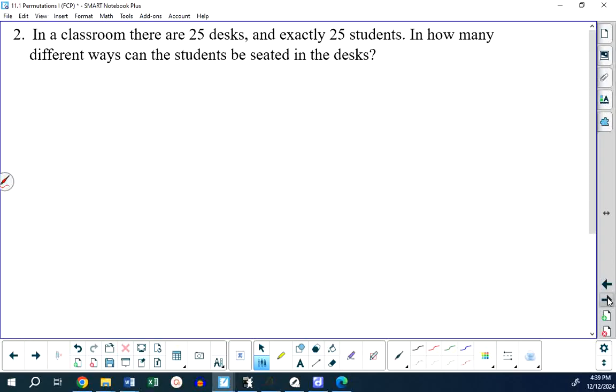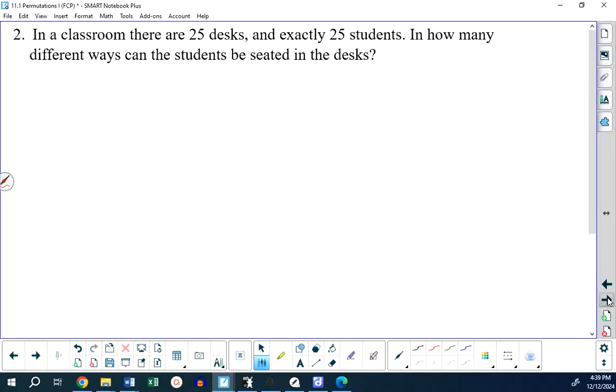Two, in a classroom there are 25 desks and exactly 25 students. In how many different ways can the students be seated in the desks? So in order to wrap our heads around this, I think it's better if we think of the question this way. If I have 25 students and 25 desks, how many different ways can I make a seating plan?